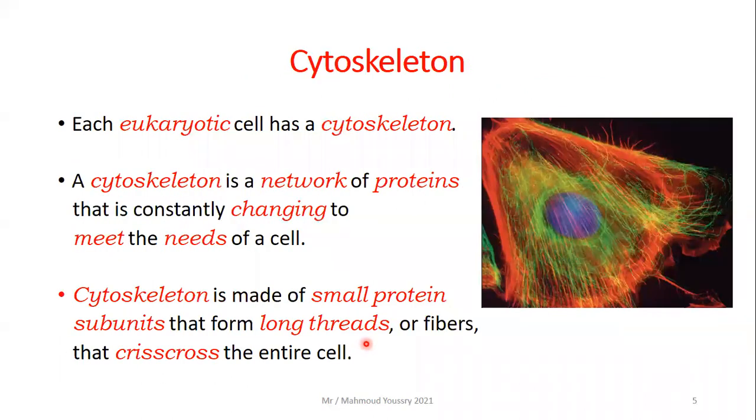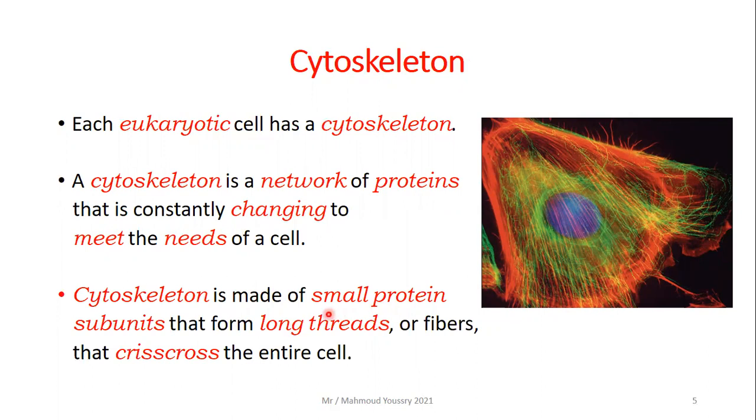Let's see. First, we have an organelle called the cytoskeleton. Each eukaryotic cell has a cytoskeleton. As you can see, it's like fibers. A cytoskeleton is a network of proteins that is constantly changing to meet the needs of the cell. So again, it's a network of proteins that is constantly changing to meet the needs of the cell.